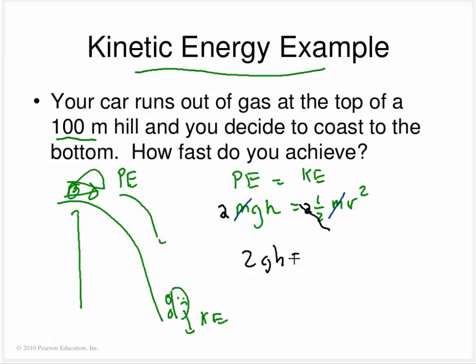Then I have 2gh is equal to speed squared. And if I want to get rid of that square, I need to take the square root of both sides. So I'm left with the speed is equal to the square root of 2 times g times h.